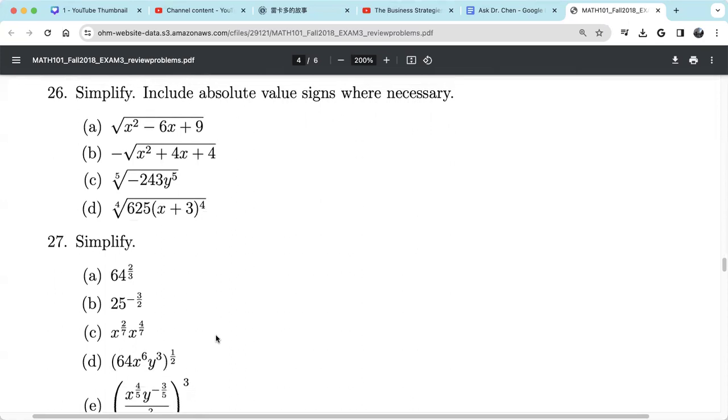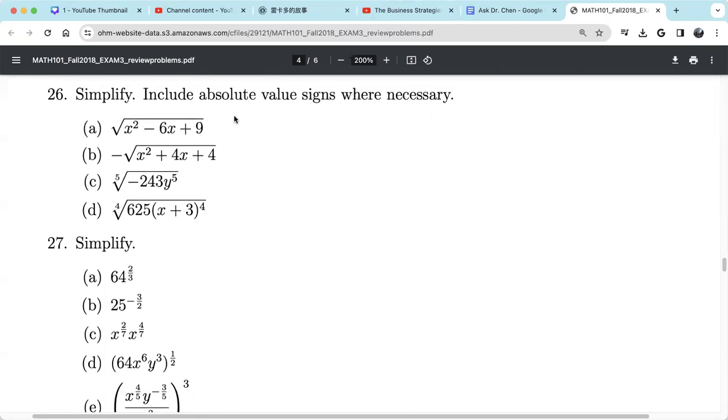Okay, let's see 26. We want to simplify this radical expression. So we see inside is a perfect square, right? It's x minus 3 squared. Square root cancels the square, but we want to make sure it's positive, so we put the absolute value sign around x minus 3. And the negative sign is in front of the radical sign. So inside the radical, we have x plus 2 squared. Square root cancels the square. We also need to put absolute value around x plus 2 to make sure that's positive.